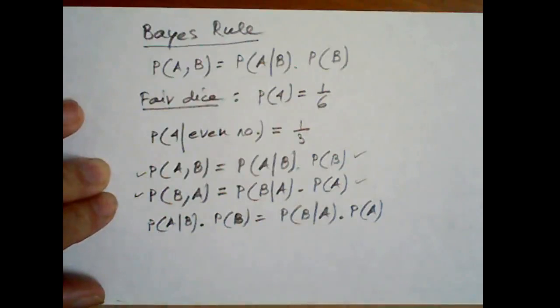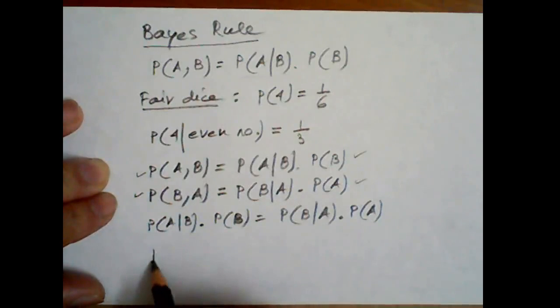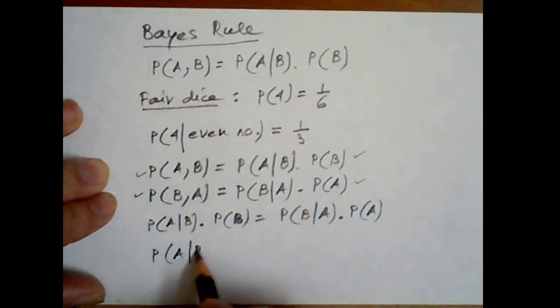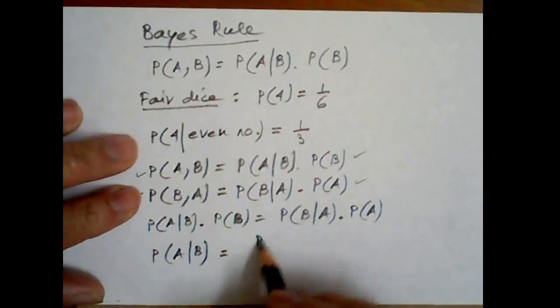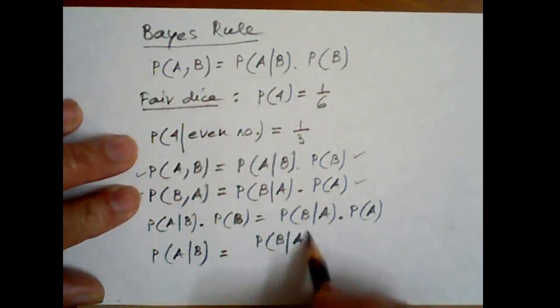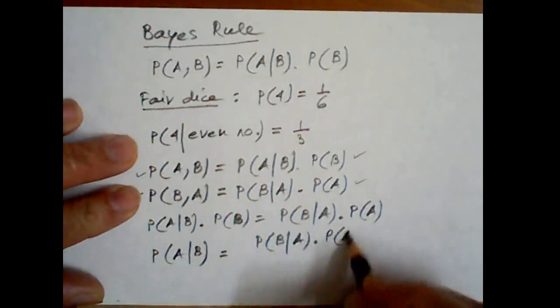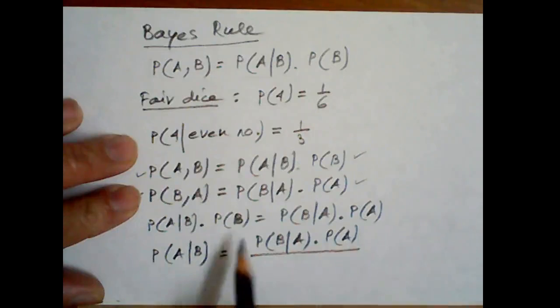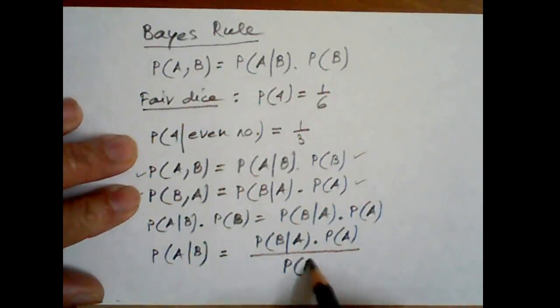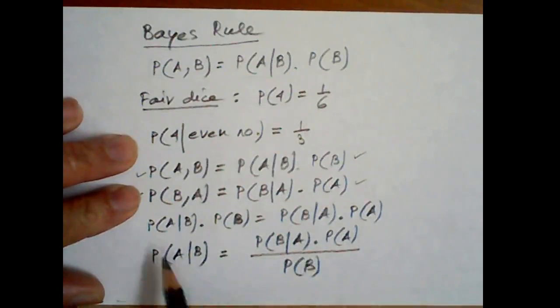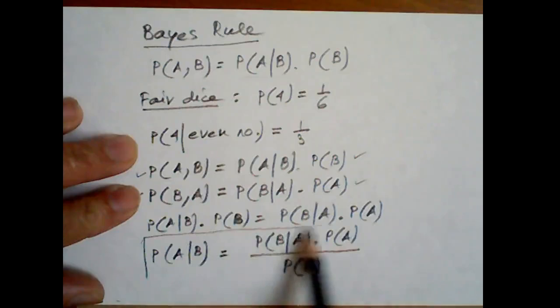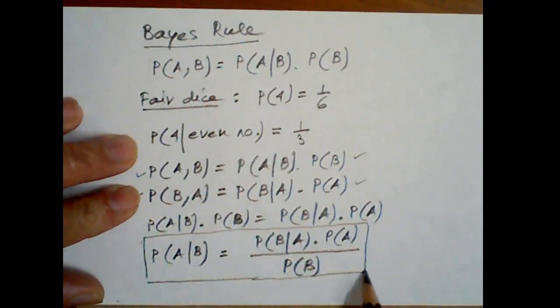And so that gives me the following equation. Probability of A given B is equal to probability of B given A times probability of A divided by this probability of B. And this is what is called the Bayes rule. This is a very powerful relationship, and that allows you to solve a number of different kinds of problems where the idea of conditional probability is involved.